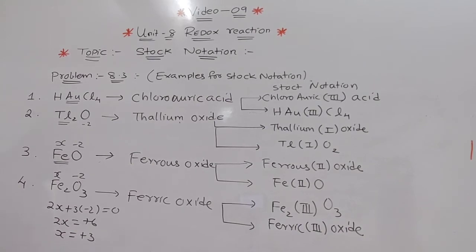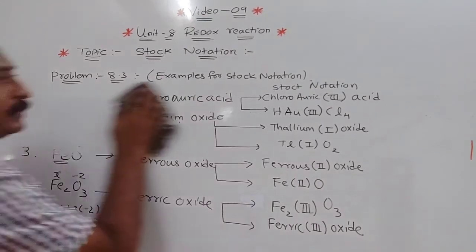Same way you find out the names for the remaining ones: Cu, copper, CuO is there, Mn is there, and MnO2 is there. Okay, the remaining you can find. The name of that I will give it to you. I will just rub this part. You can write down in your fair book.